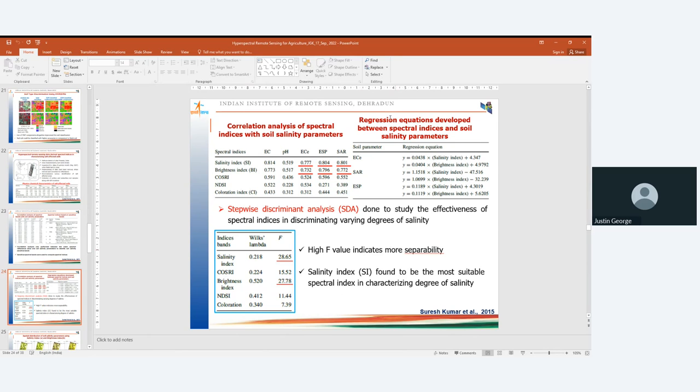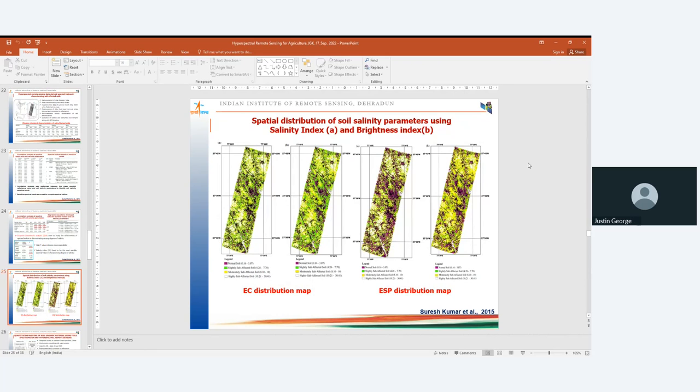Once we know that, a regression equation for the prediction of salinity was developed between the spectral indices and the soil salinity parameters. These are the prediction equations. These prediction equations were applied onto a spatial domain in order to generate the spatial distribution of the soil parameter using the salinity index as well as the brightness index. From this image, we can see which areas have normal soils, slightly salt affected soils, moderately salt affected soils, as well as highly salt affected soils. This is important from a management point of view, because the management of degraded lands is mainly based on severity, because the most severe areas will be given the topmost priority.